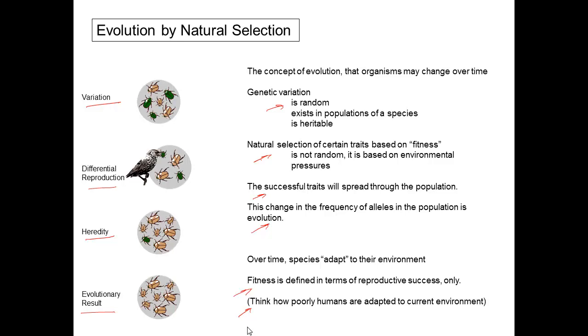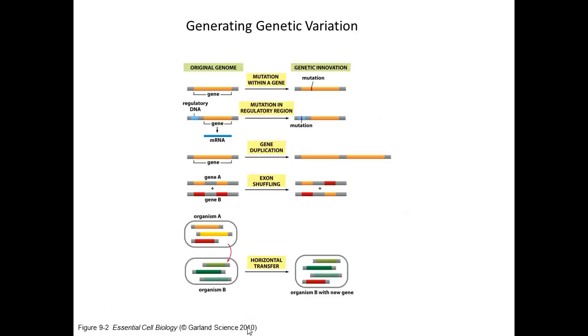Even 100 years ago, a broken bone could easily lead to death. That, fortunately, does not happen much anymore. So variation is key for the process of evolution.